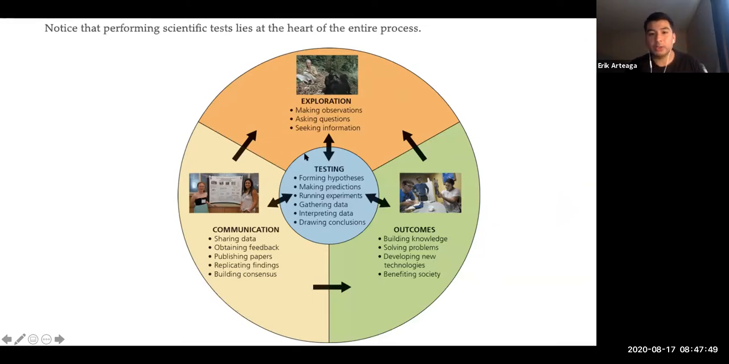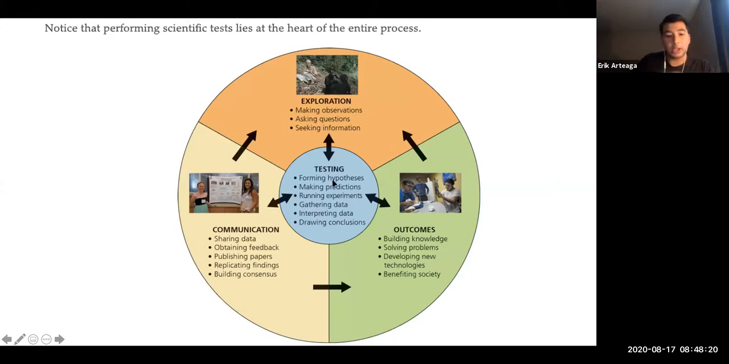This is a nice little diagram showing you that testing is key to communication outcomes and exploration. Exploration, again, is observing something, asking questions, seeking information. And this can be anything from a new field of study to exploring new environments. Again, biology is very broad, and it encompasses a lot of different fields.